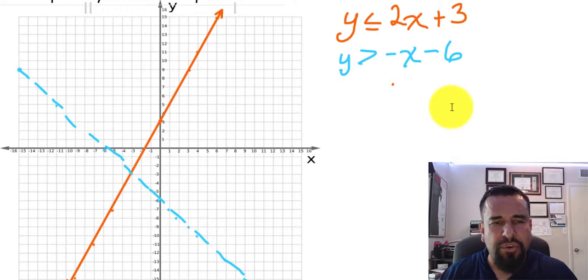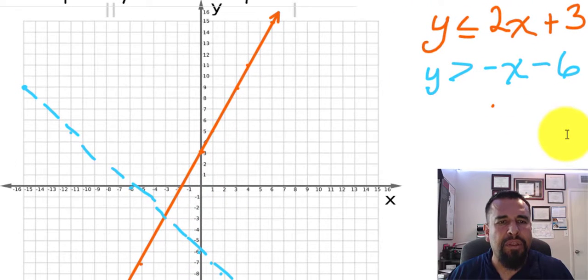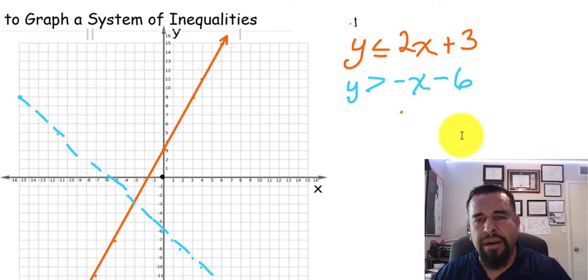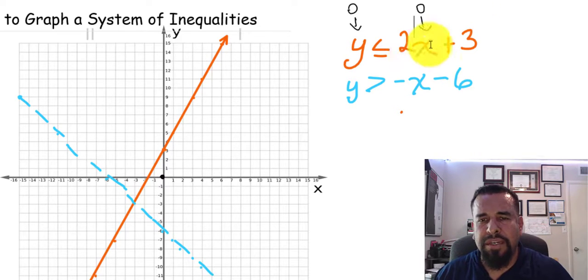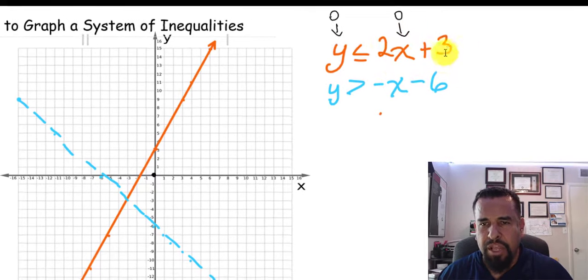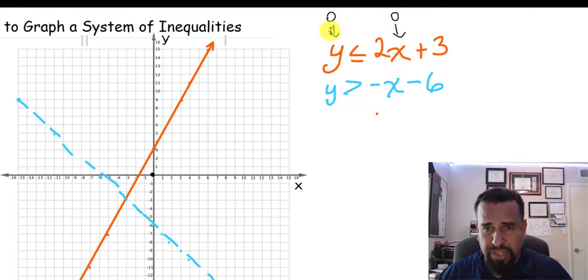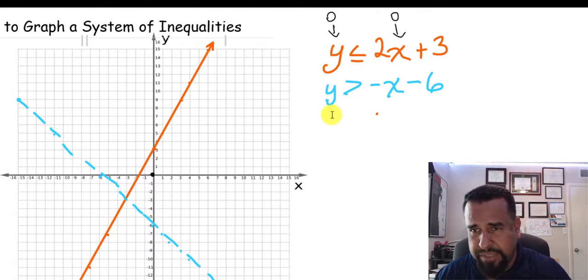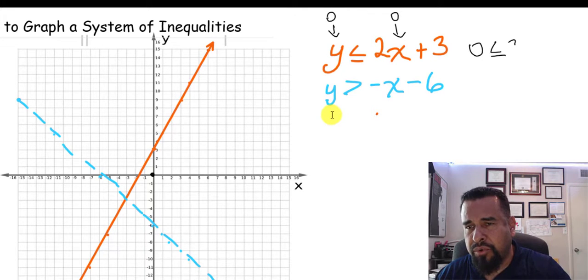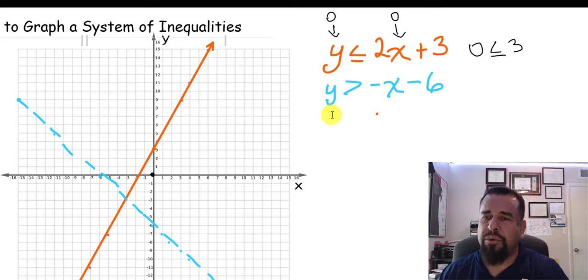So now what I'm going to do is grab the origin here, which is 0, 0, and I'm going to plug it in here, right? 0, and plug a 0 in here. So let's solve it. 2 times 0 is 0. So then I'm left with 3. So the question here then becomes, is 0 less than or equal to 3? Well, it's not equal to 3, but it is less than.